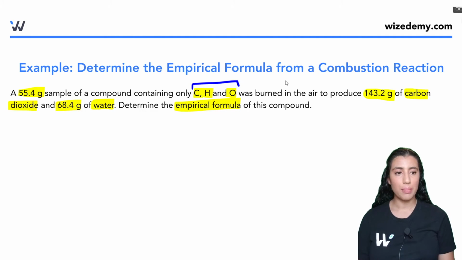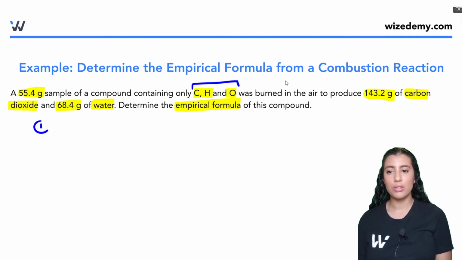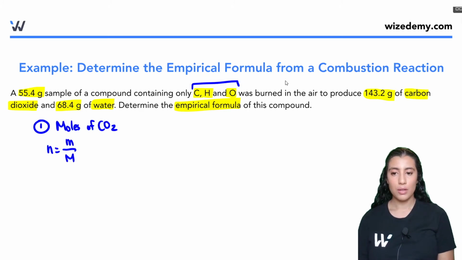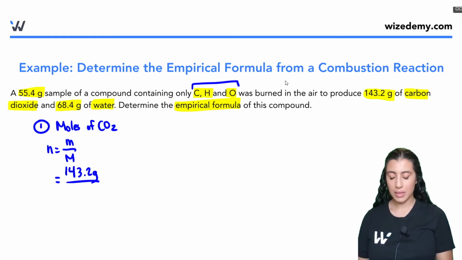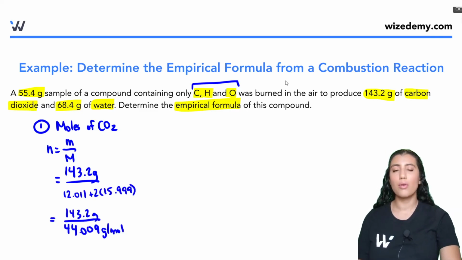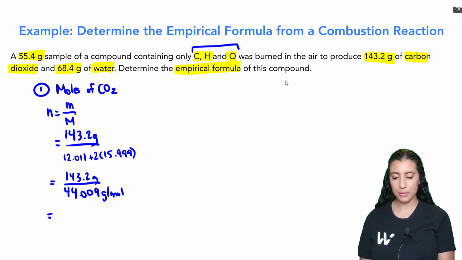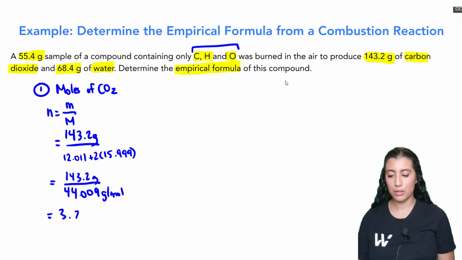So the first step, we can figure out the moles of carbon dioxide, and we'll use that to figure out the moles of carbon. So using our equation n is equal to little m over big M, we'll take the mass of carbon dioxide that we were given and divide that by the molar mass of carbon dioxide. So once I've solved for my molar mass, I can go ahead and finish that calculation to solve for moles. And I get 3.254 moles of carbon dioxide.